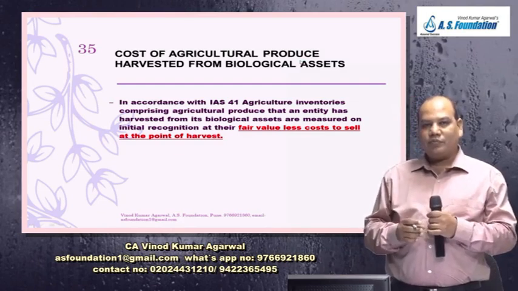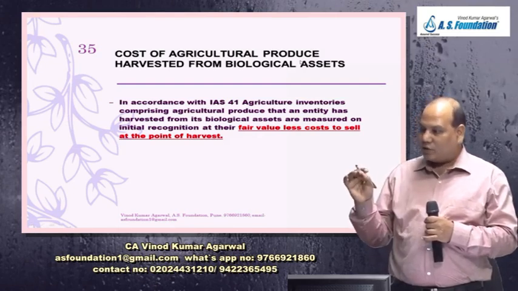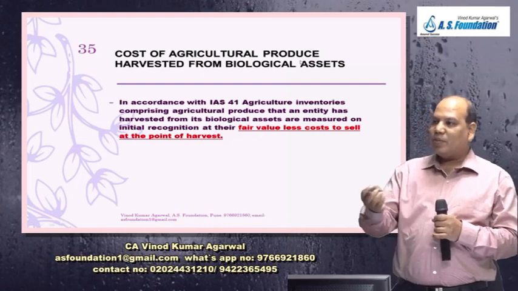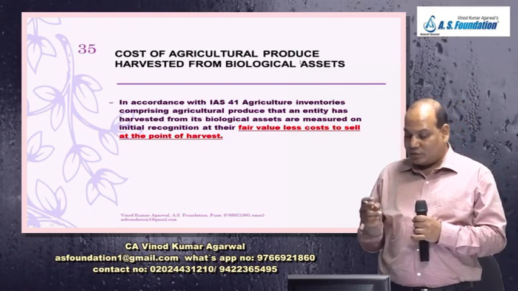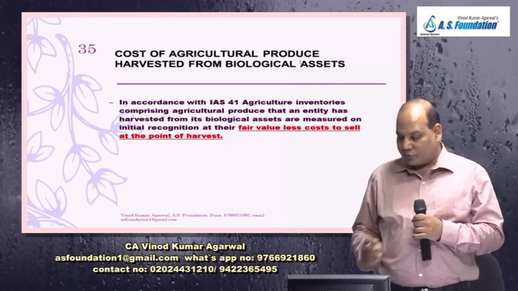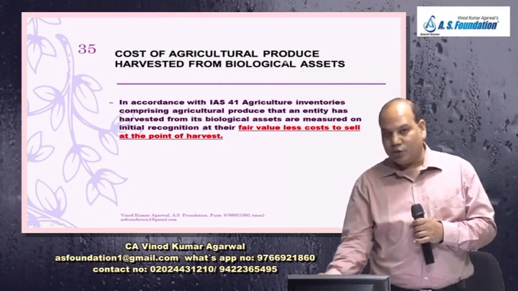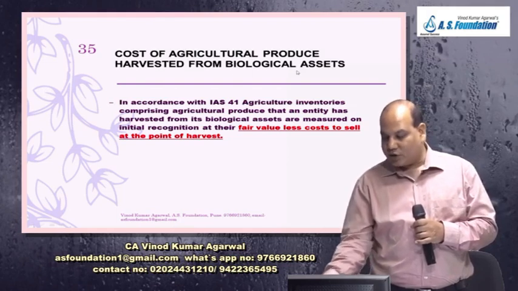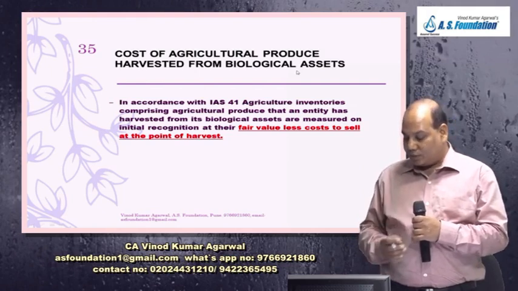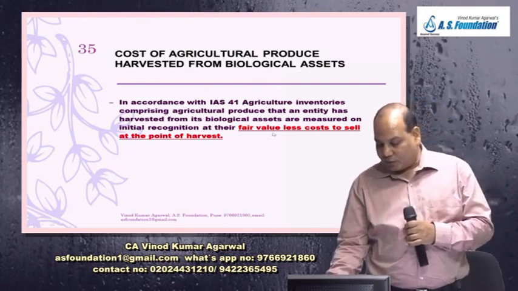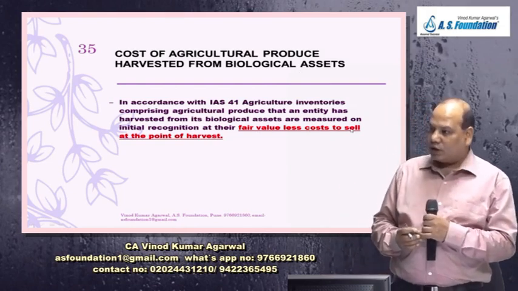For example, a mango growing on a tree, you'll apply IAS 41. But once the mango is removed, now it becomes an inventory. Then IAS 2 will become applicable. And what is the valuation principle for such agricultural produce which has been harvested from biological asset like fruits, vegetables, milk? Okay, the principle is in this case fair value less cost to sell at the point of harvest.